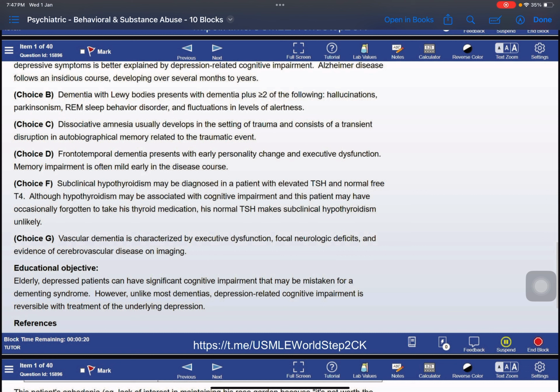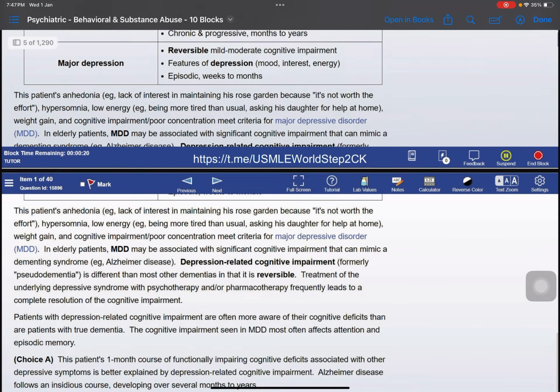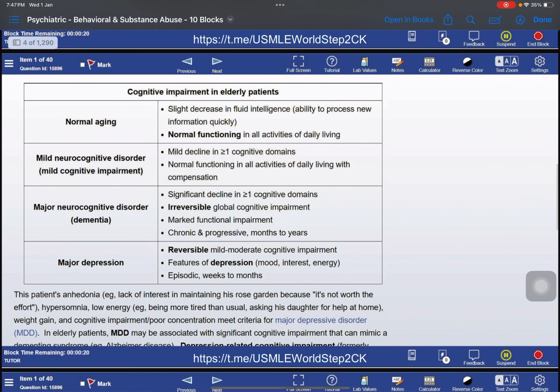An elderly depressed patient can have a significant cognitive impairment that may be mistaken for dementia syndrome. However, unlike most dementias, depression-related cognitive impairment is reversible with treatment of the underlying depression. So this was depression because it developed over a course of 1 month. So major depression is reversible. Mild to moderate cognitive impairment, features of depression, less interest, energy, episodic, weeks to months, whereas normal aging is a slight decrease in fluid intelligence, with normal functioning in all daily activities.